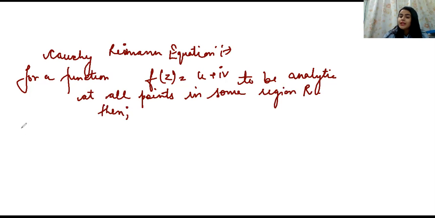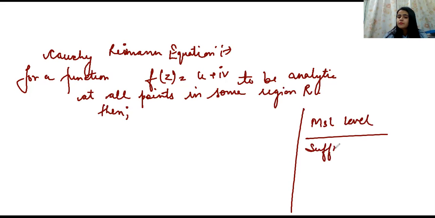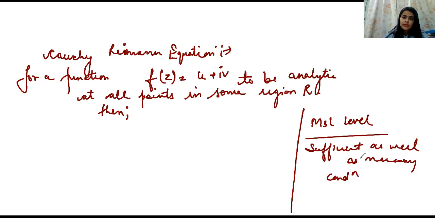It must have a necessary and sufficient condition. Students, when you are at MSc level, you must prove the sufficient as well as the necessary condition. That means you have to derive each and everything. Now this is particularly for the examination point of view of CSIR NET, IIT JAM, so you must know the conditions.